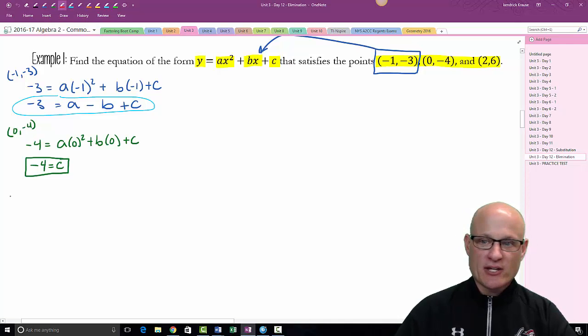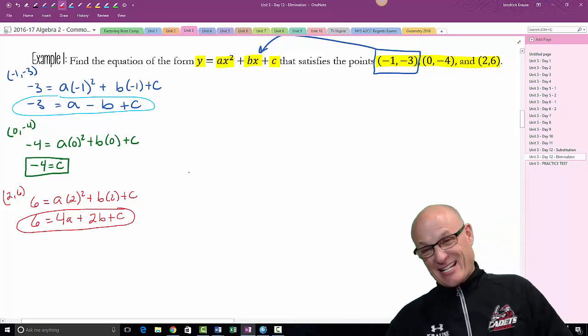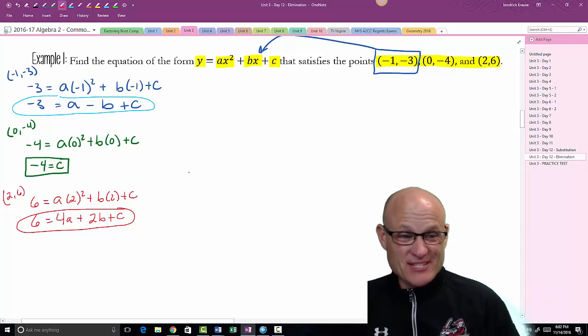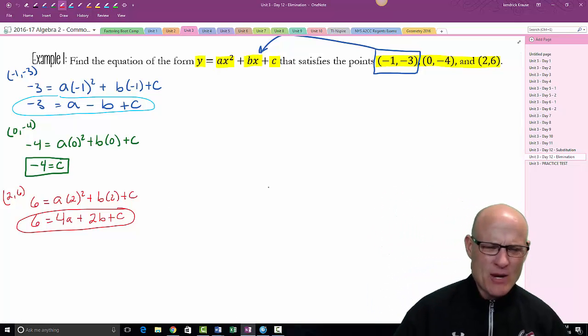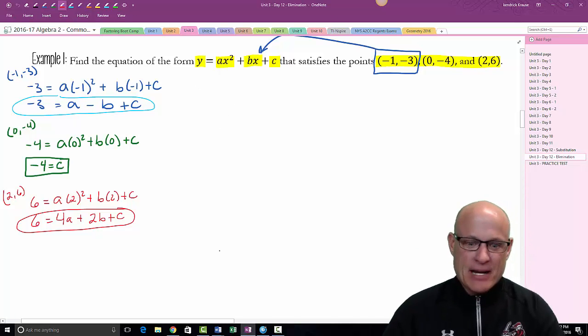Let's try the last point, 2, 6. So what we're going to do is plug 6 in for y equals a times 2 squared plus b times 2 plus c. Or in other words, 6 is equal to 4a plus 2b plus c. So there are my three equations. Now that second one is an equation, it's just really easy.